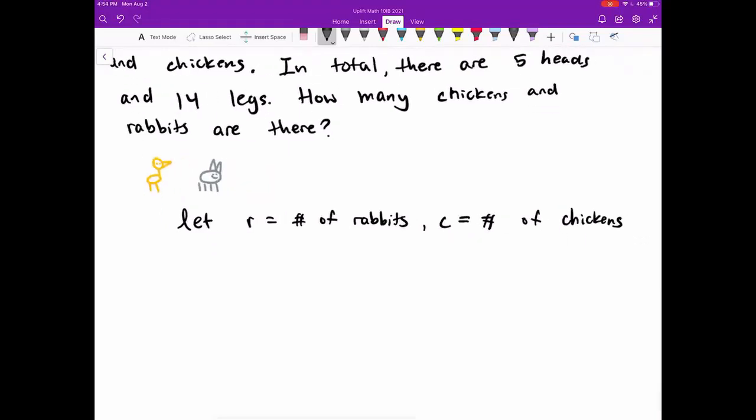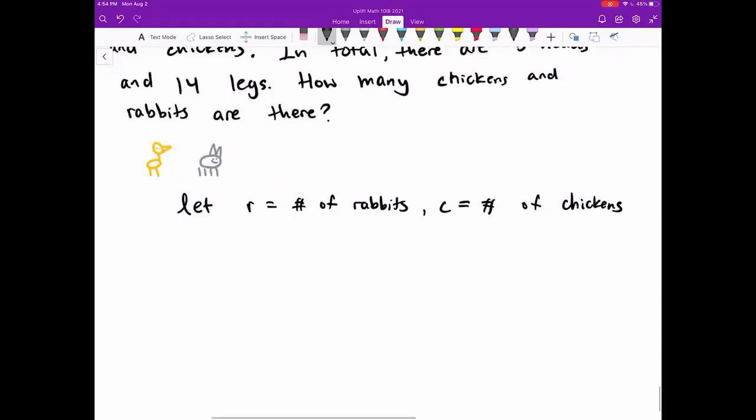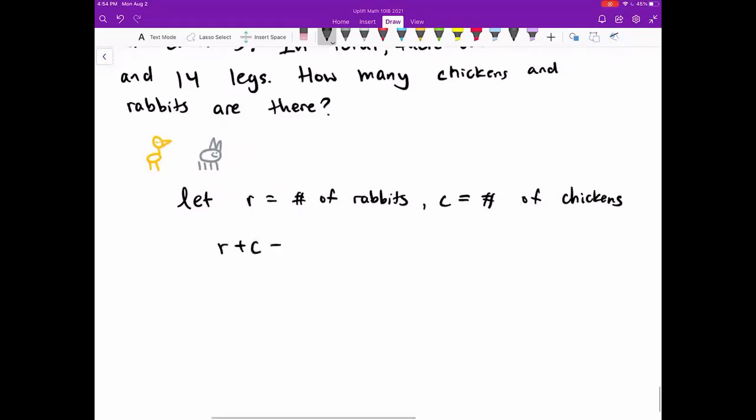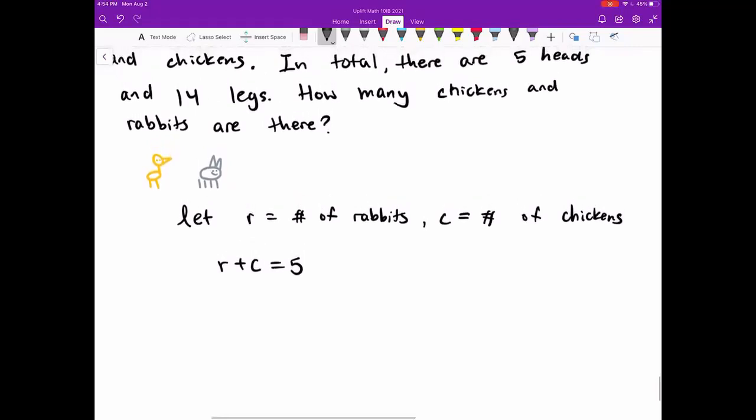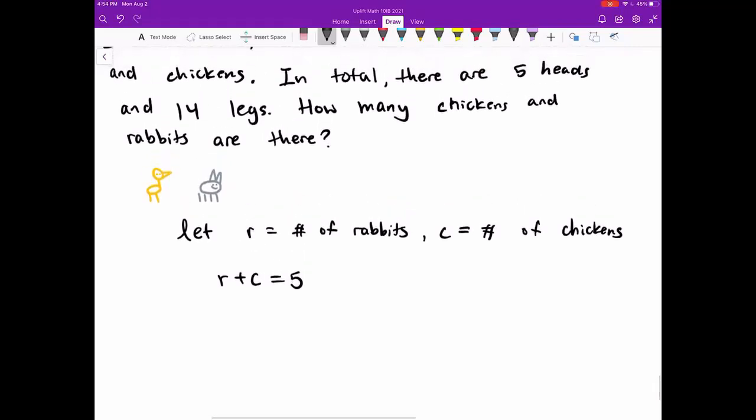Then R plus C is equal to 5, because hopefully they have one head each, or else we might be in like Chernobyl or something, and I don't think that'll be a great math problem. And then we also have 4R, because there are 4 legs for each rabbit, plus 2C, 2 legs for each chicken, equal to 14. That's heads and legs.